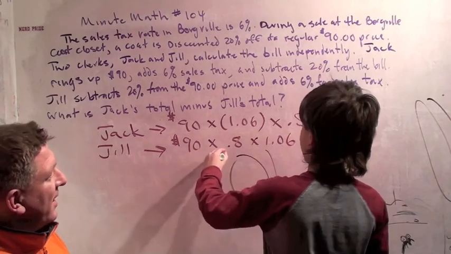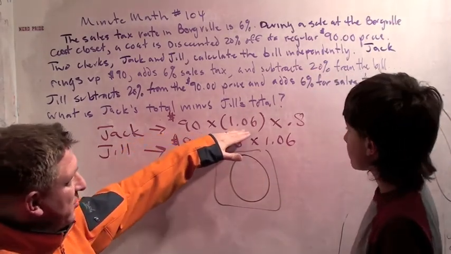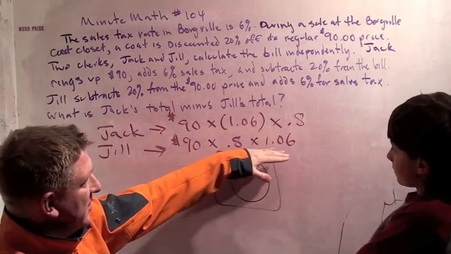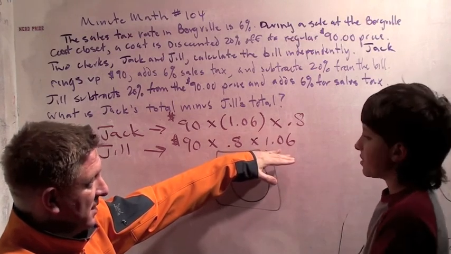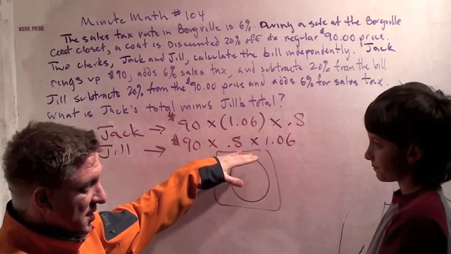0. Right. Very good. Okay, so Jack goes 90 times 1.06 times 0.8. Jill goes 90 times 0.8 times 1.06. Do they get the same number? Yeah, because multiplication is commutative. It doesn't matter which order you do the multiplication in.